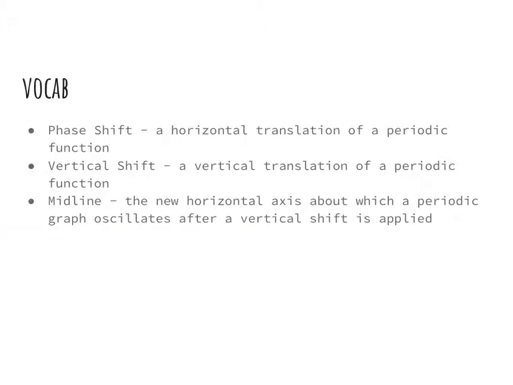Our three vocab terms for today: phase shift, that is a horizontal translation of a periodic function. We have a vertical shift, which is a vertical translation of a periodic function. And a midline, that is the new horizontal axis at which a periodic graph oscillates after a vertical shift is applied.